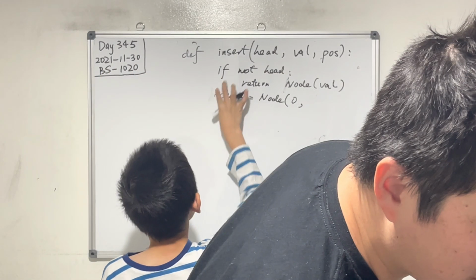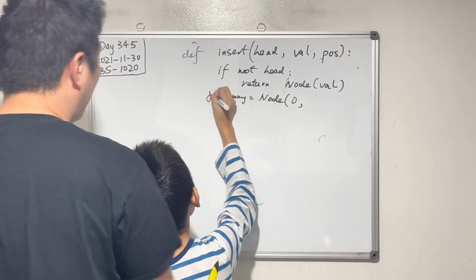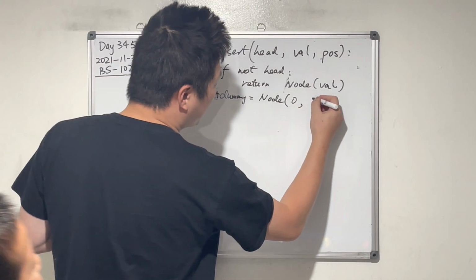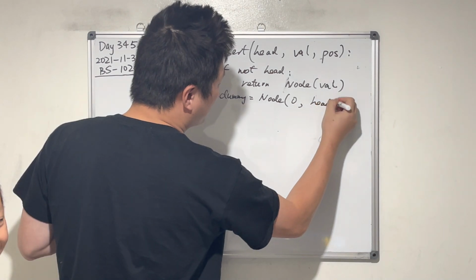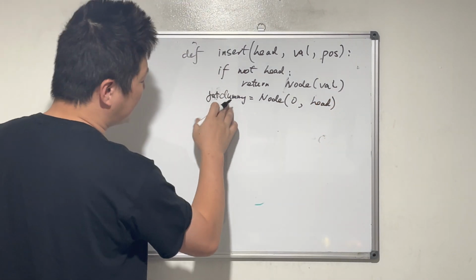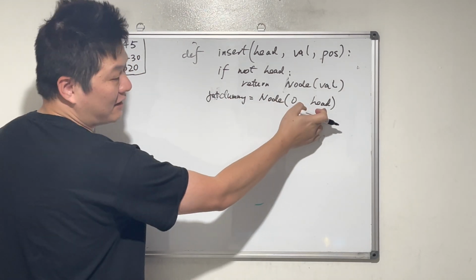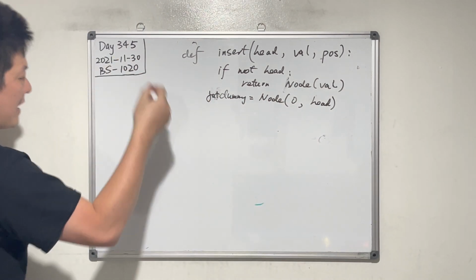Do you understand what I'm talking about? And then what? Fat dummy. This will be the head. The second value will be the next. So you can say fat dummy equals node, and fat dummy dot next equals head. The second parameter is the next one.